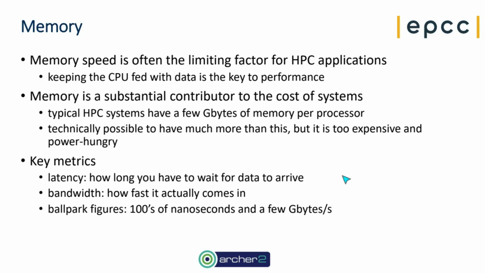So key metrics we might care about are latency: when the processor requests a data item, how long does it have to wait to get it back? And bandwidth: what's the sustained rate at which you can feed data from memory to the processor? And ballpark figures, it's sort of 100 nanoseconds or more for latency, as an order of magnitude. It's quite big, and per core, bandwidth is a few gigabytes per second.